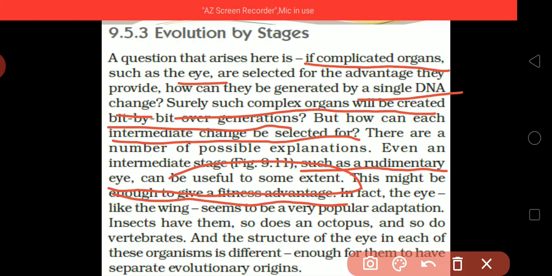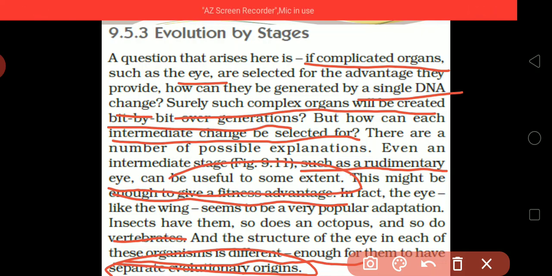Insects have them. So does the octopus, and so do vertebrates. The structure of the eyes in each of these organisms is different enough for them to have a separate evolutionary origin. If we talk about animals as well as birds, all of them contain a different variation in their eyes, and that makes them differ from each other. They have a separate origin of evolution, and they give rise to different species.